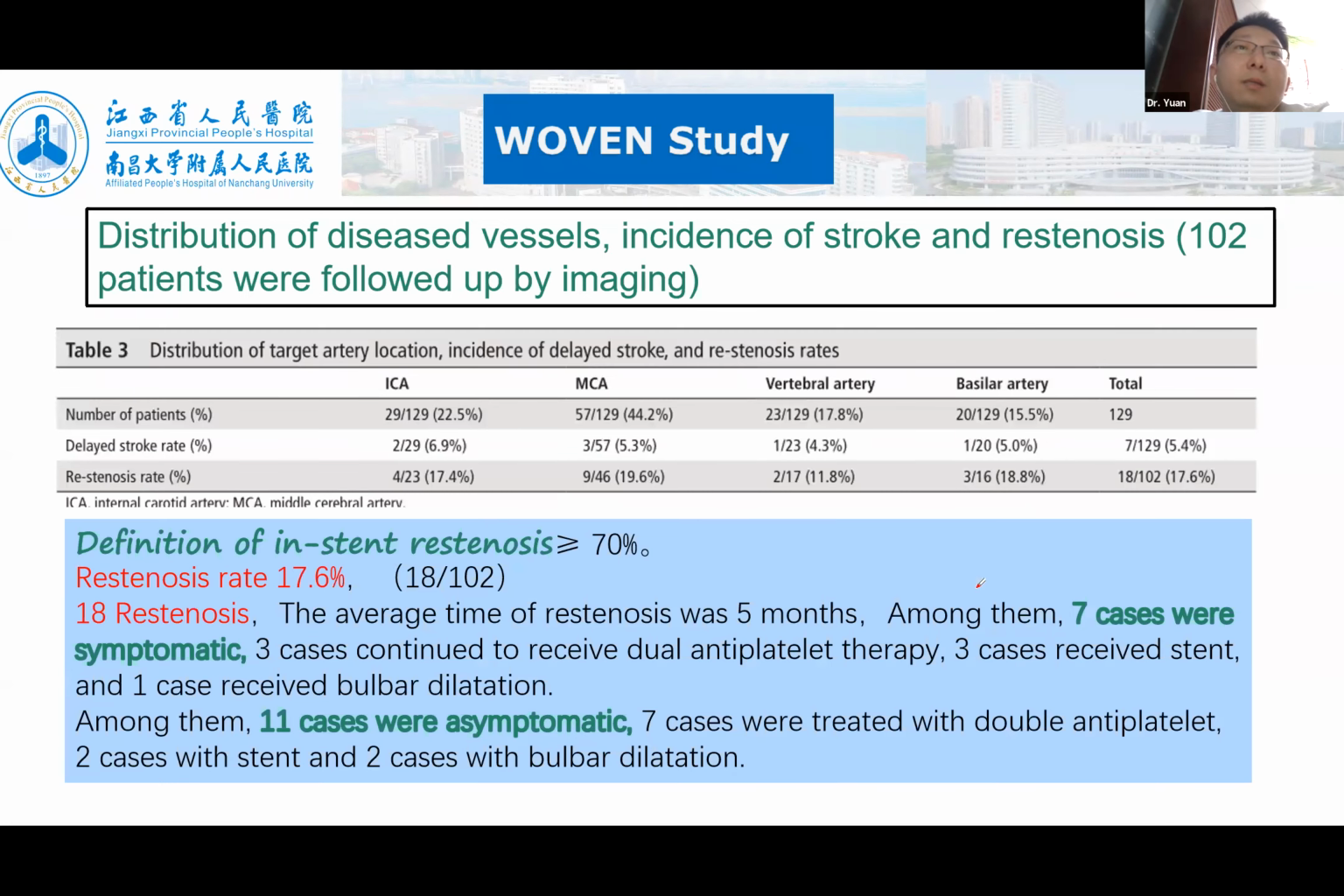In this study, the distribution of the culprit vessel of the stroke of the restenosis patients was followed up by imaging. This article showed that the restenosis rate was 17.6%, with 18 restenosis cases, and among them 11 cases were asymptomatic, and 7 cases were treated with double antiplatelets, 2 cases with stent, and 2 cases with balloon dilatation. It also has different results.